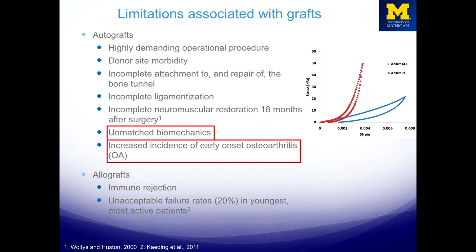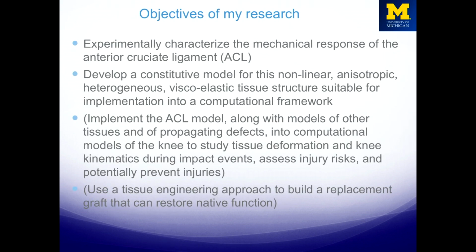And it's hypothesized that that is one of the factors that leads to this early incidence of osteoarthritis. And so what I've been interested in doing for the last several years is to characterize the response of the ACL, develop constitutive models for it, and as I said, it's nonlinear, anisotropic, heterogeneous, viscoelastic, and these models have to be suitable for use in a computational framework that would then allow us to implement them into computational studies of the knee during impact or gait analysis to assess injury risks and potentially, down the line, prevent the injuries in the first place.